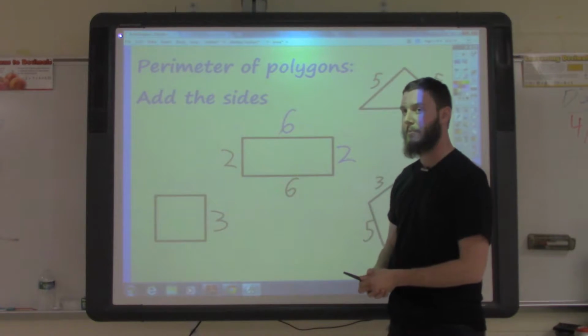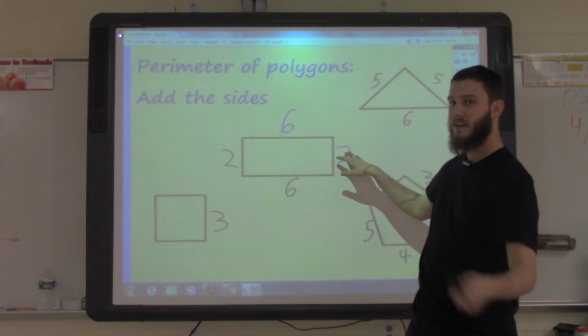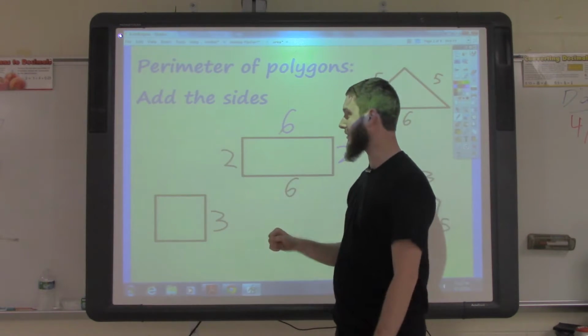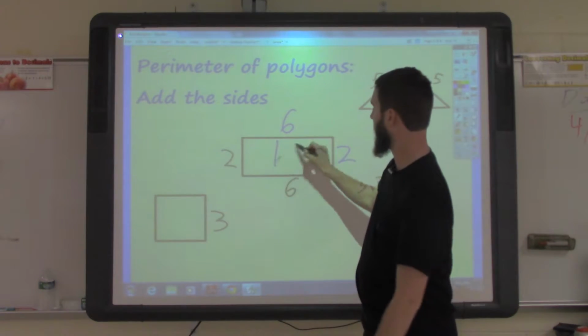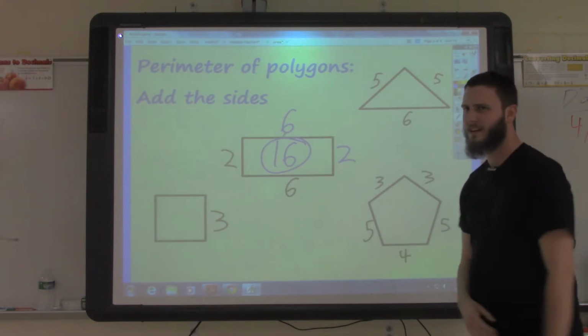Now we just add them up. 6 plus 6 gives us 12. Plus 2, that's going to give us 14. Plus one final 2 is going to give us 16. Total perimeter, 16. For a triangle, it's a little bit easier.